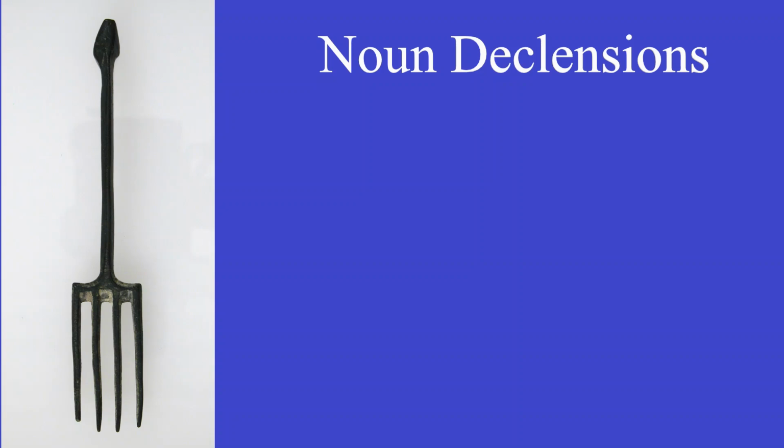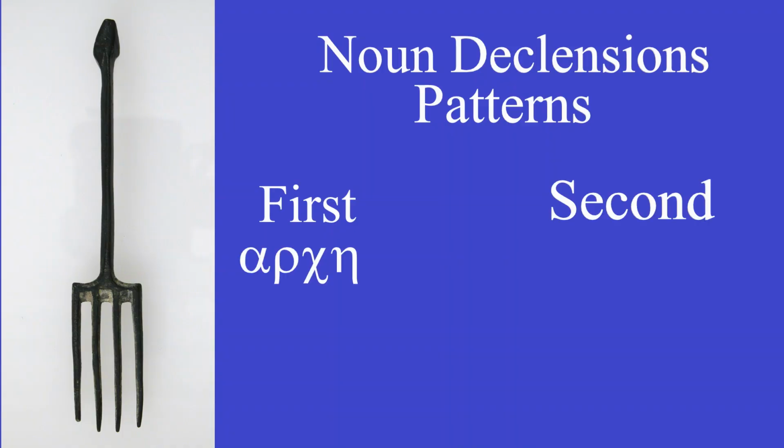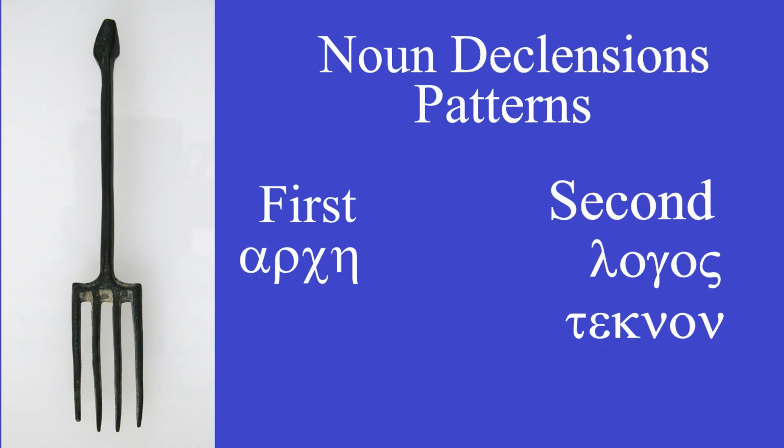Nouns are declined in different declensions in Greek, and each declension has its own variations. So basically, declensions are ways to organize different patterns of noun endings. The first declension is mostly feminine nouns like archi. The second declension is mostly defined by masculine nouns like logos and neuter nouns like teknon. We did look at masculine nouns of the second declension in lesson 14 if you wanted to review those.